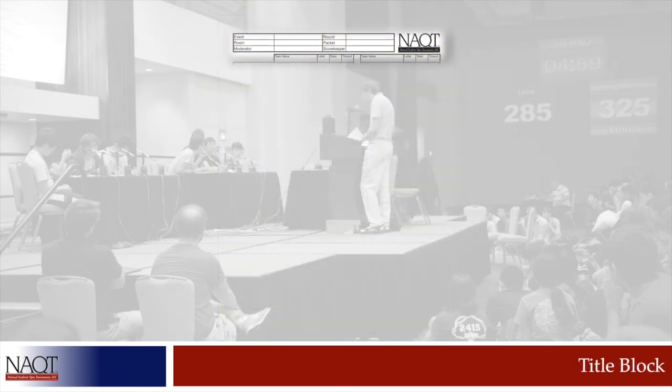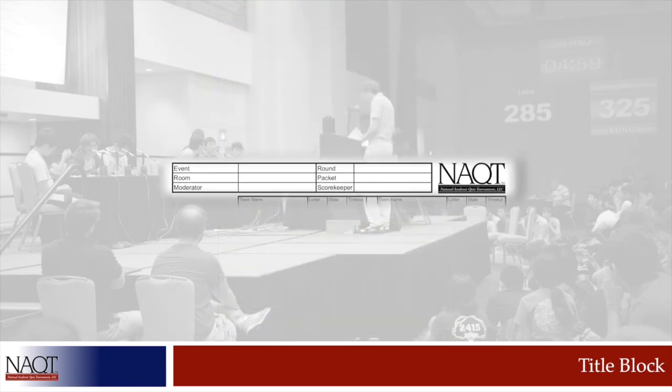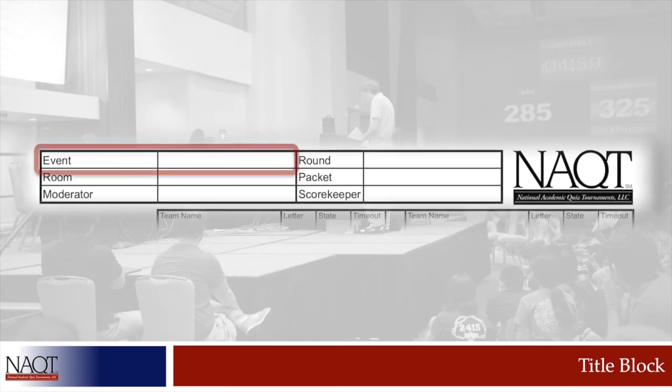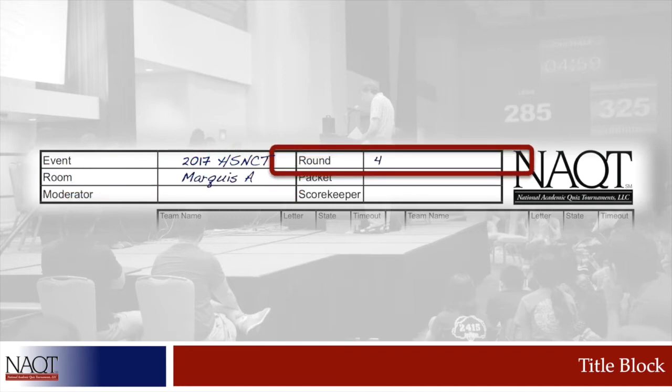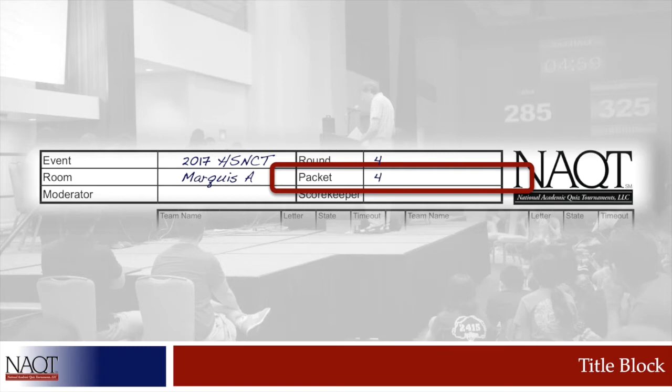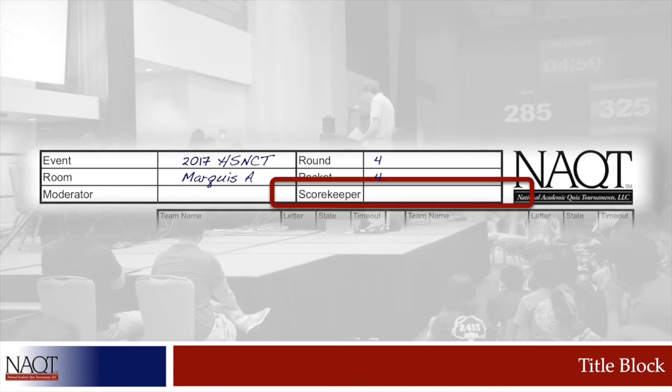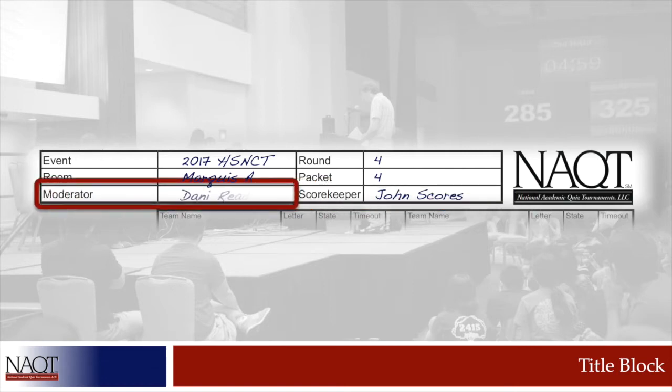At the top of the sheet is the title block. This is where you will record some basic information about the game. The event is the tournament or league you're working in, such as the 2017 HSNCT, and the room is the game room where the match is taking place. Round indicates which round of the tournament this game is in. Check your schedule or ask your moderator if you're not sure. Packet is which packet number is being used in that round. Be careful, this is often, but not always, the same as the round number. Finally, the names of the officials, you as the scorekeeper, and your partner as the moderator.